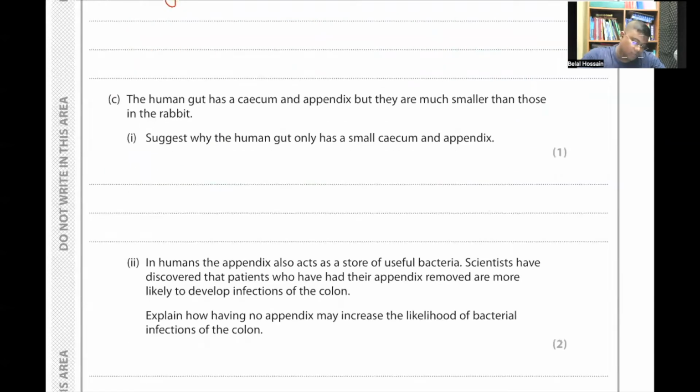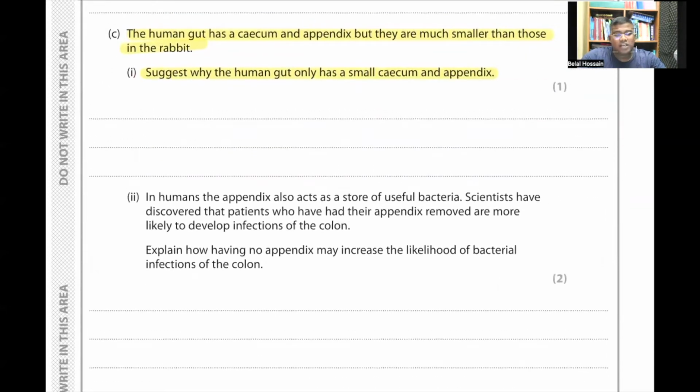Part C. The human gut has a cecum and appendix, but they are much smaller than those in the rabbit. Suggest why the human gut only has a small cecum and appendix. First of all, in humans' diet, there is not much cellulose. We do not need to digest cellulose. So, because of that, we do not need the cecum. All right. And neither do we need the appendix in such a large proportion.